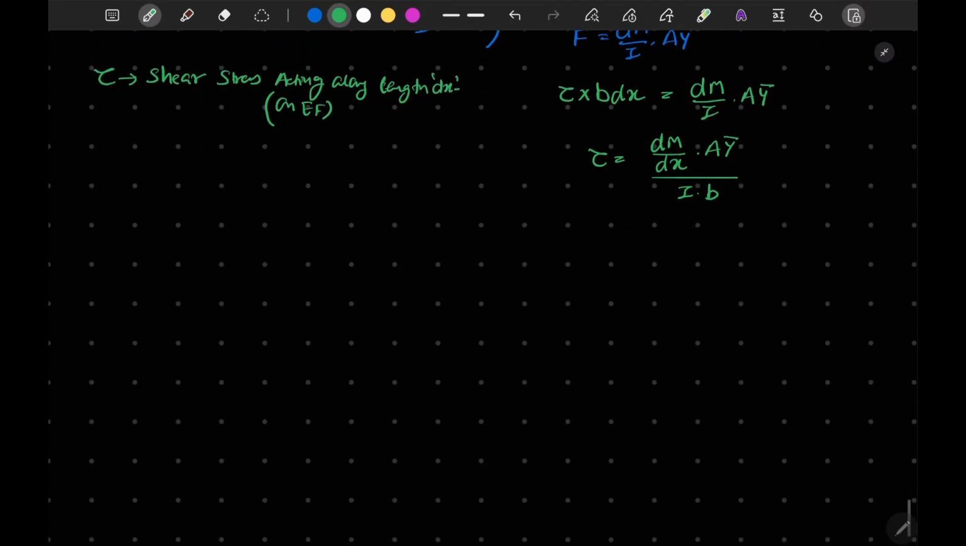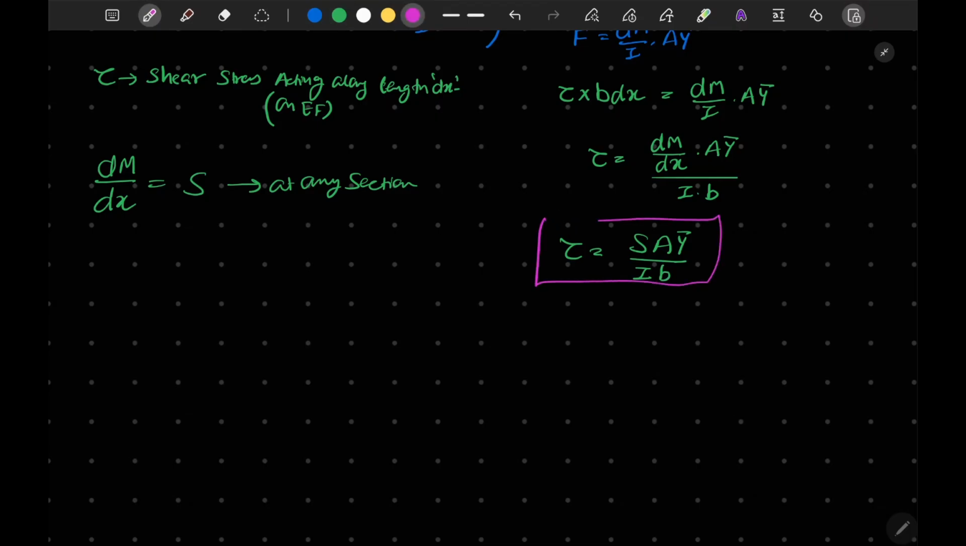Okay, so we know that this dM by dx is also represented by shear force. Like dM by dx is equal to shear force at any section. So I can write tau is equal to S A y bar upon I times B. So this here is your shear stress equation in the beam, and this is a very important equation. This equation will be used in the complete chapter.